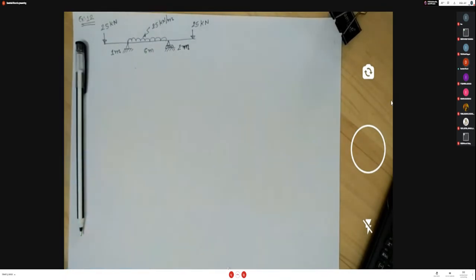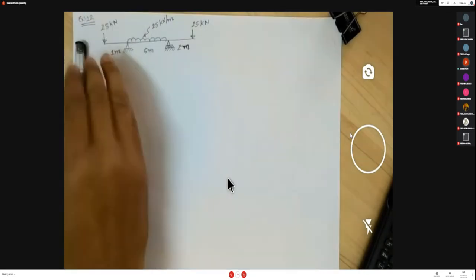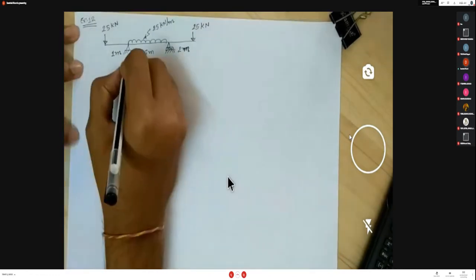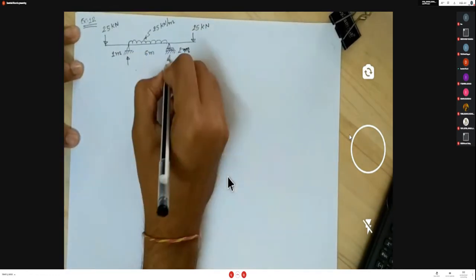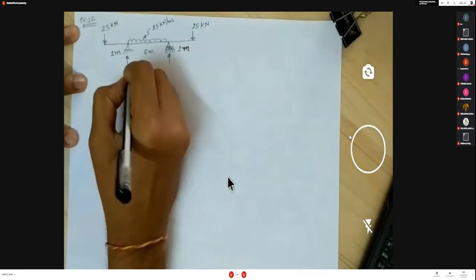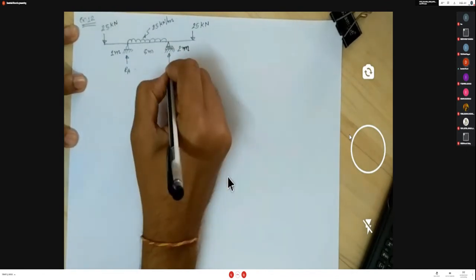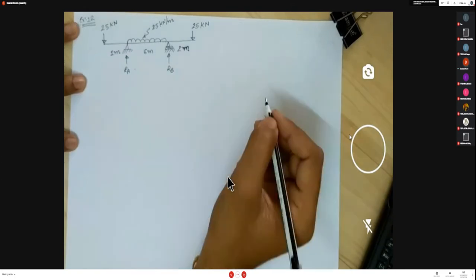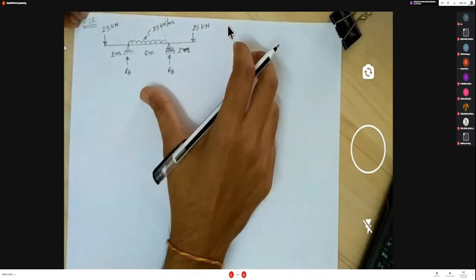Okay. So here also an overhanging beam. Means if you consider any section, then for that particular section, if you calculate from the left hand side or from the right hand side, then you have to record the reaction values RA and RB. Okay. So first of all, we have to calculate the reaction values.